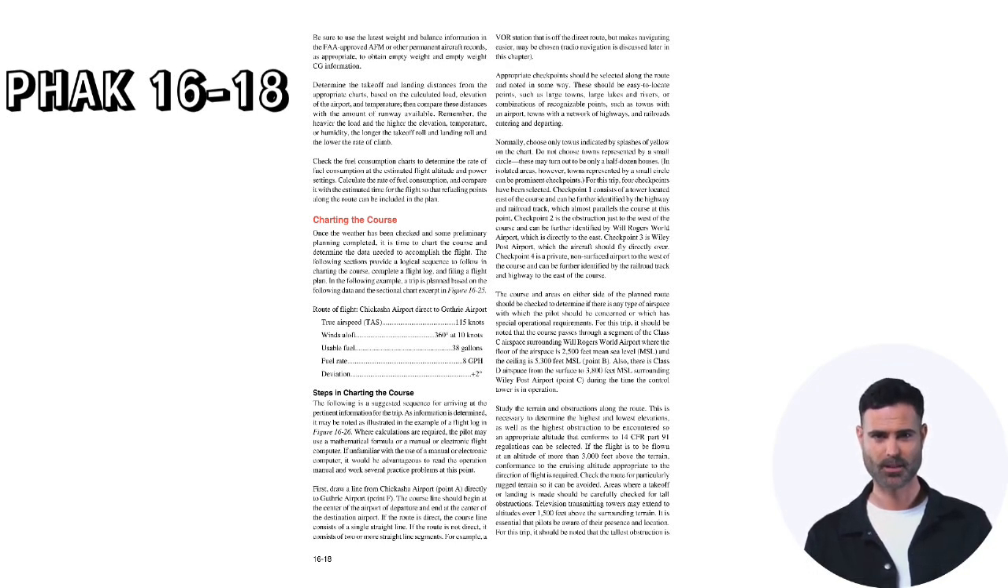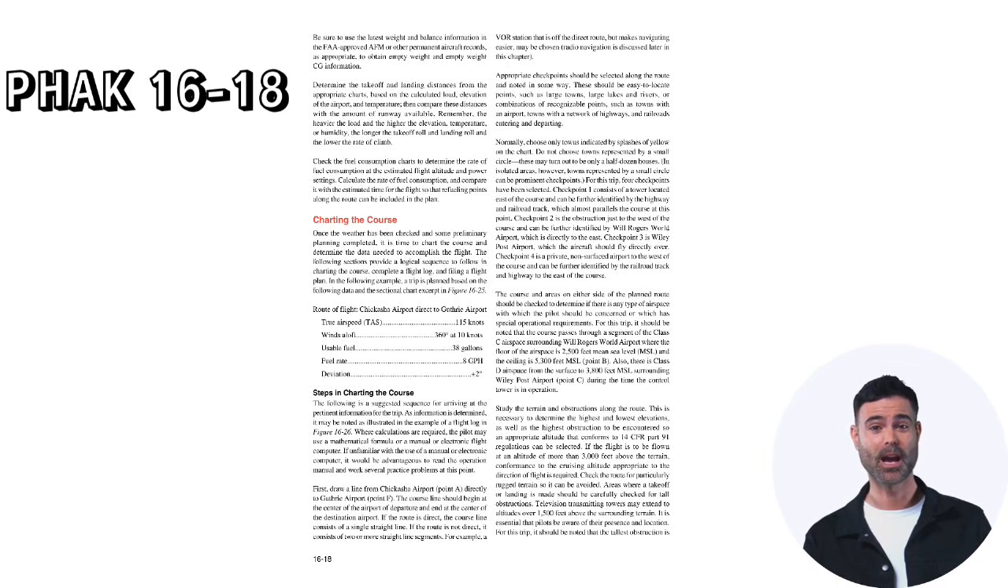Checkpoint 3 is Wiley Post Airport, which the aircraft should fly directly over. Checkpoint 4 is a private, non-surfaced airport to the west of the course and can be further identified by the railroad track and highway to the east of the course.